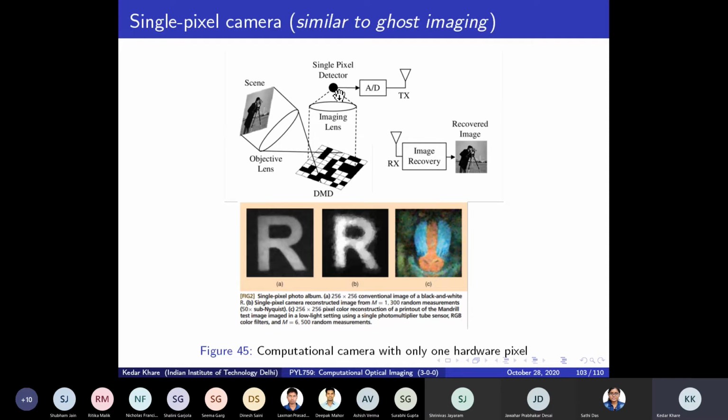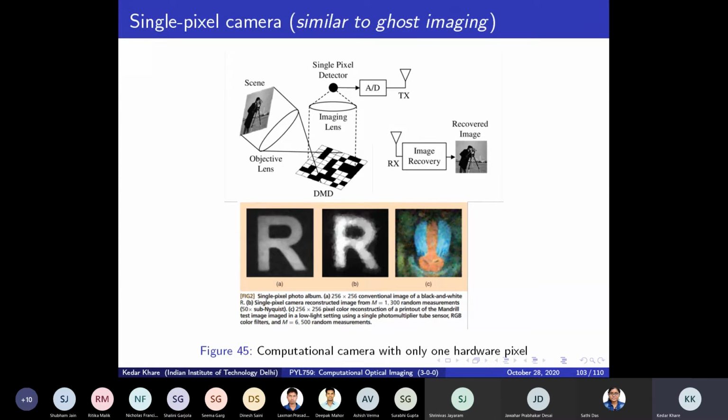I have collected this picture, and this is just a demonstration, but I can essentially send these coefficients to somebody else who knows what patterns were used. And then from this time domain signal, with the knowledge of the DMD patterns, I can recover the picture.